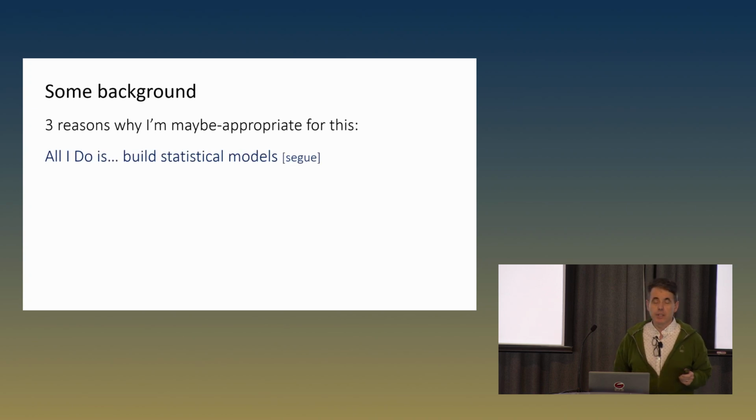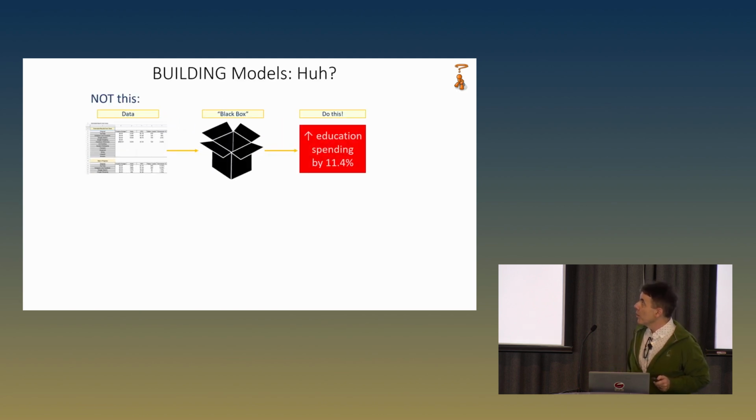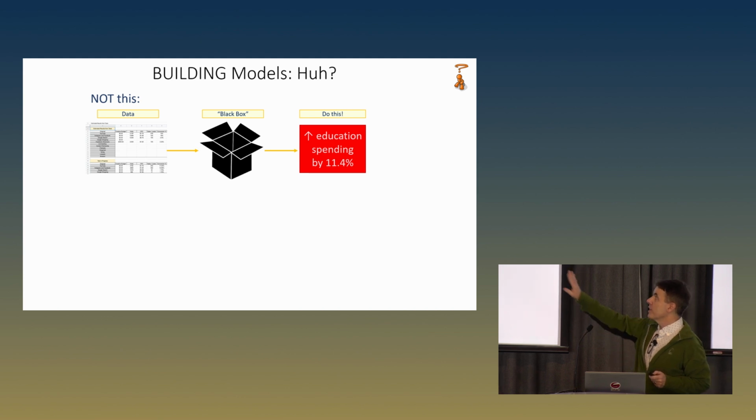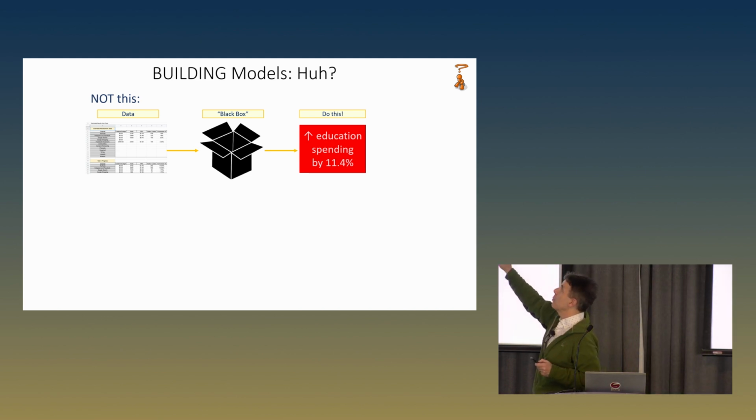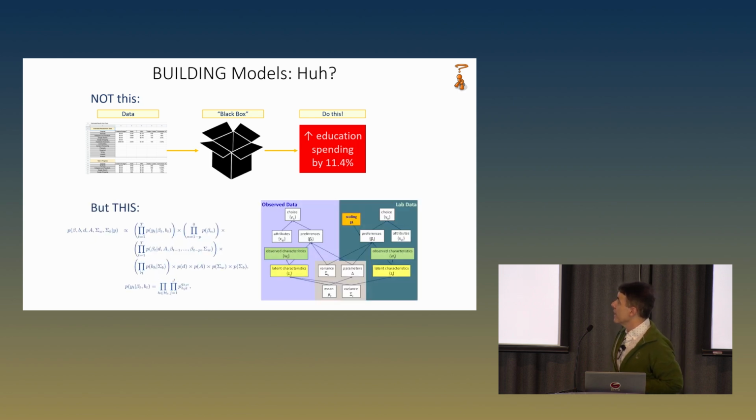So a bit of background, 3 reasons why I think I may be an appropriate person to do this is all I do literally is build statistical models, and you might wonder what that means. So a quick segue, what is building models? It's not this, where we take data and we throw it into some black box, and it says, you should be spending 11.4% more on education. I'm very skeptical of this, and I'll say why in a moment as an approach, but something like this.